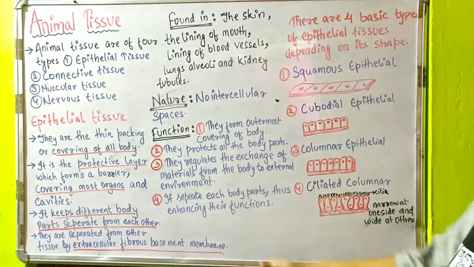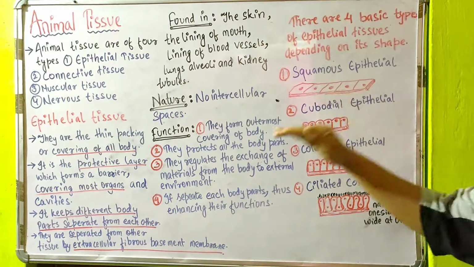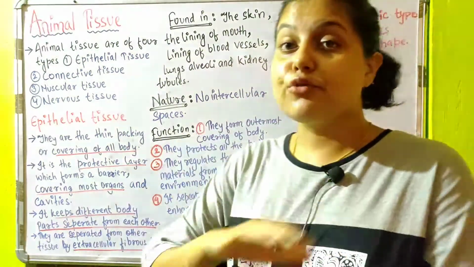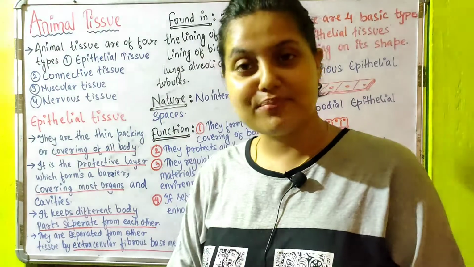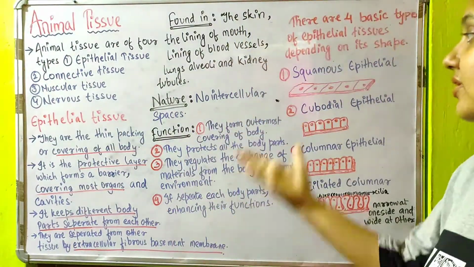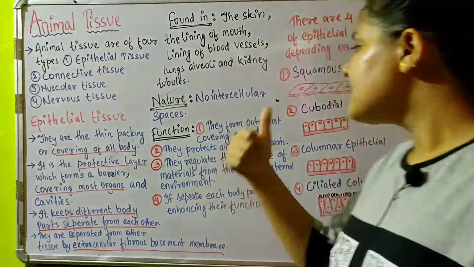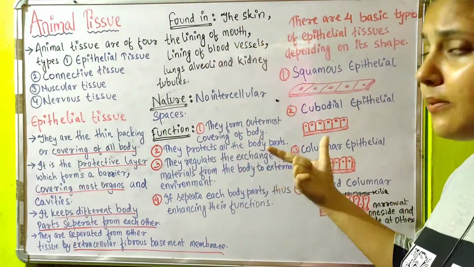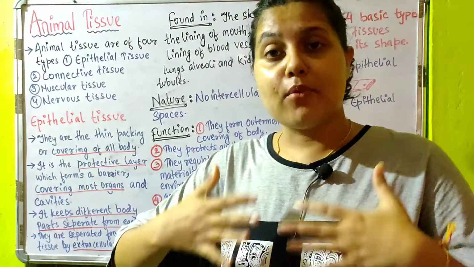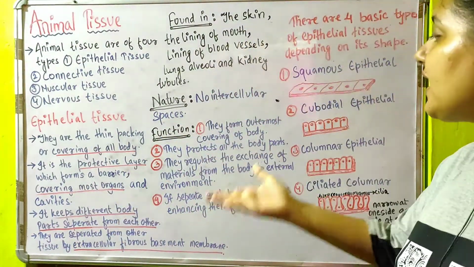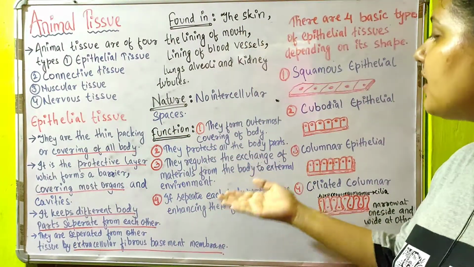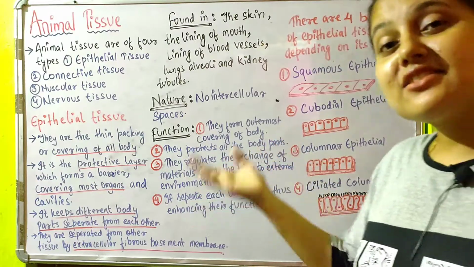All right, now come here. Nature: no intercellular spaces. They do not have intercellular spaces. Their functions: first, they form the outermost covering of the body. Second, they protect all body parts. Third, they regulate the exchange of material from the body to the external environment.